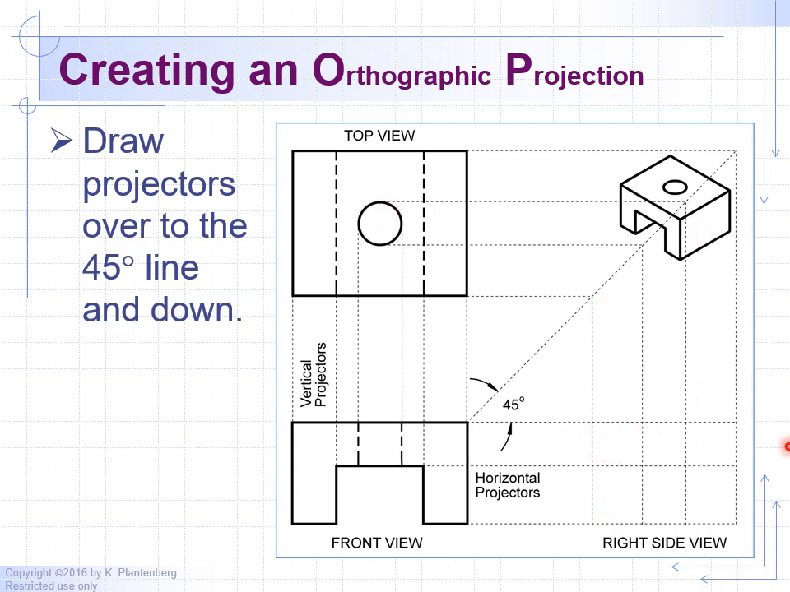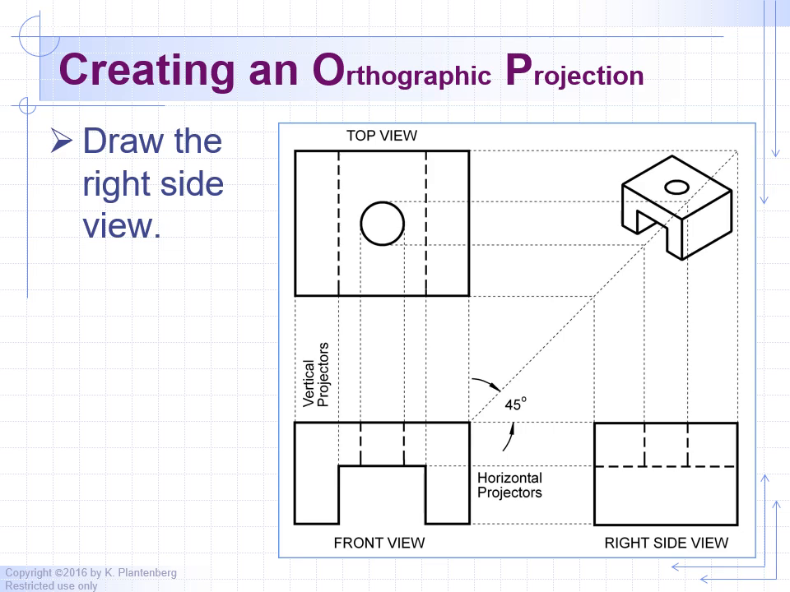And these are going to intersect with our horizontal projectors from our front view, and that allows us to draw the side view, where each of these lines represents a part of the object. This is the outside surface. This is the top of that notch. These are these holes. Notice how the dashes intersect nicely.